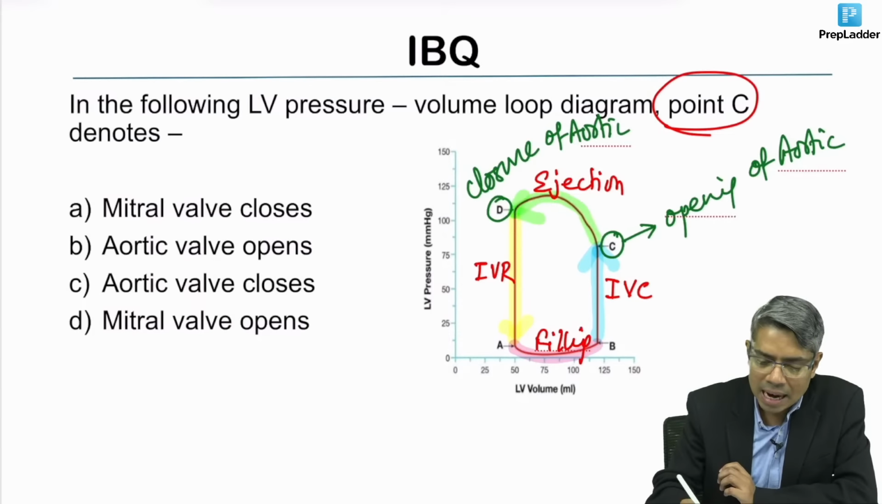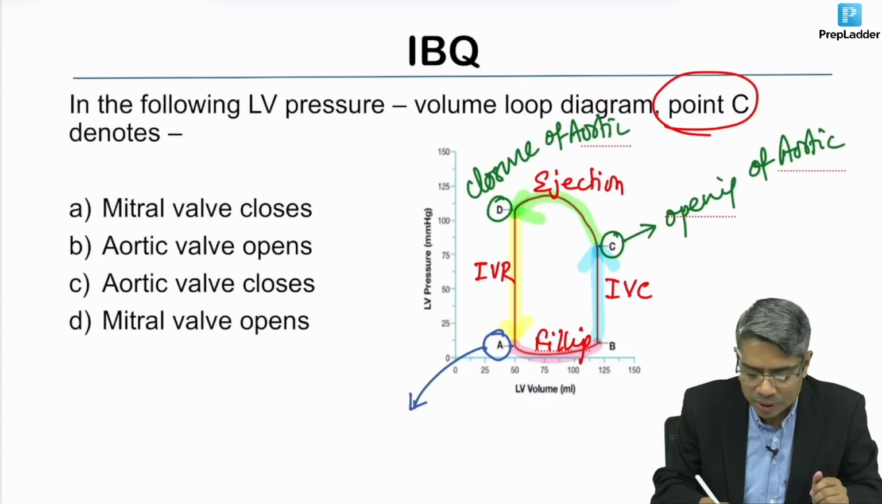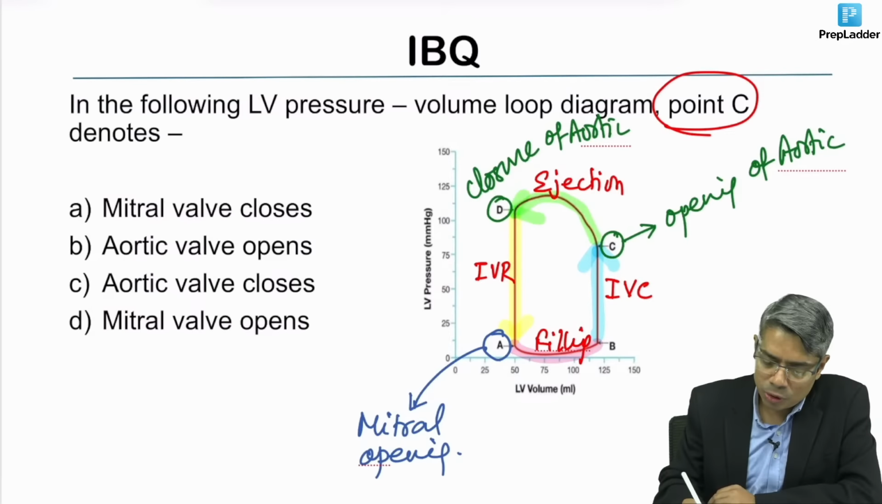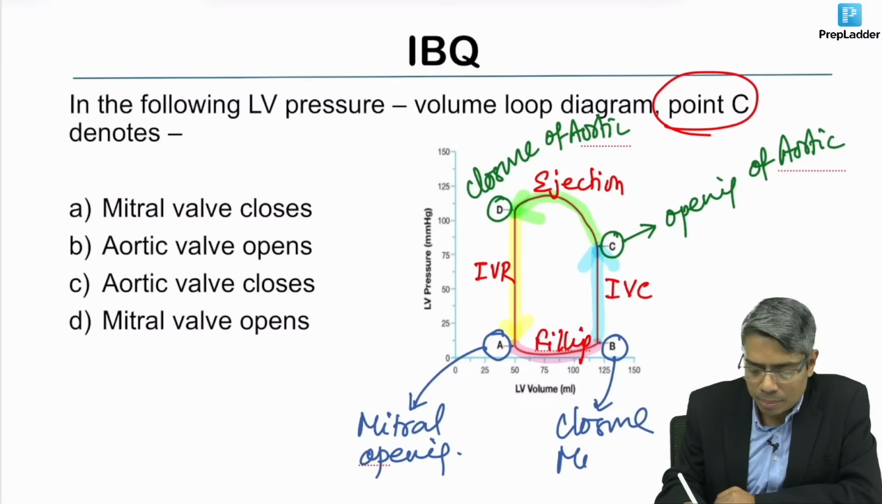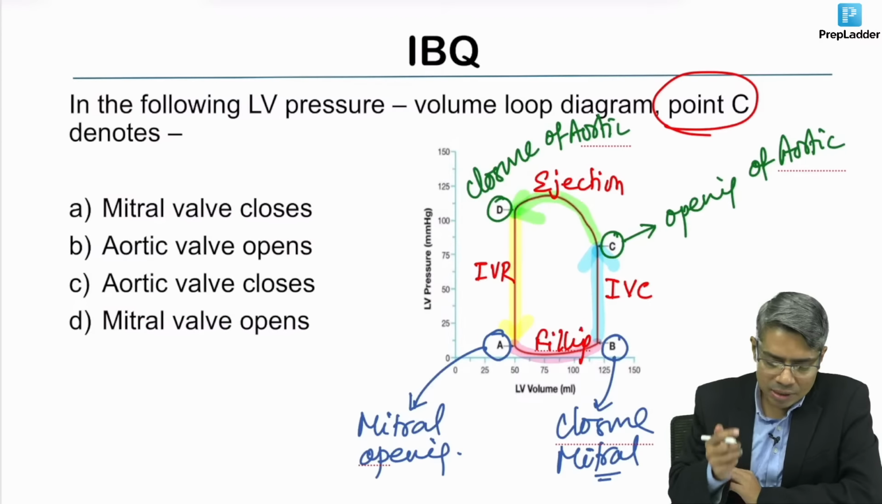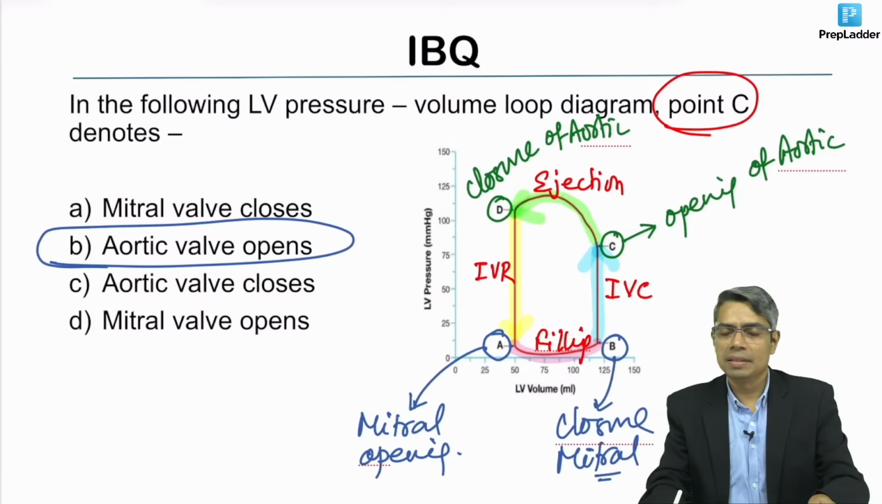Then point number A is the starting point of the filling phase of the ventricle. So, ventricular filling means which valves you have to open up? You have to open up the mitral valve, mitral opening. And for the right ventricle, obviously tricuspid opening. And point number B is the first heart sound point. This is the closure of the mitral valve. Very good, all of you know this. So, point number C is the opening of the aortic valve. So, the answer is option B, easy for you.